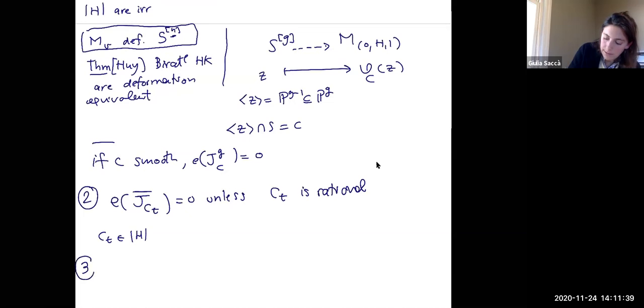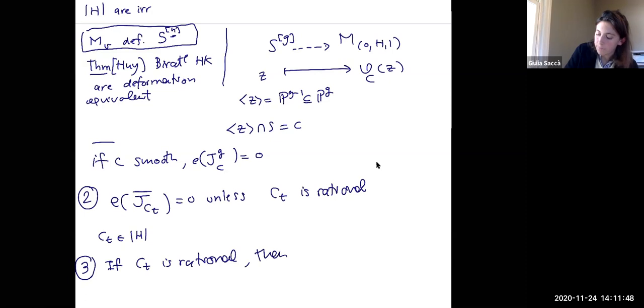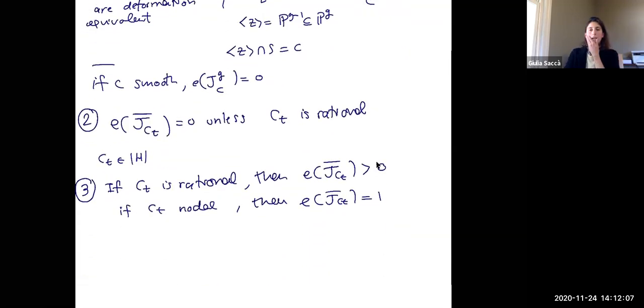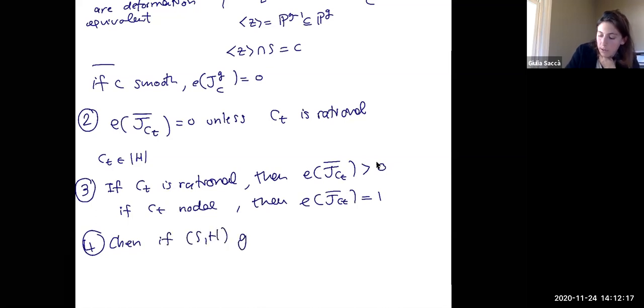And the second is that if C is rational, then the Euler characteristic of its compactified Jacobian is positive. And if it's nodal, then it's equal to one. And the last thing to observe is that by a result of Chen, if the K3 is general in moduli, then all rational curves are nodal.